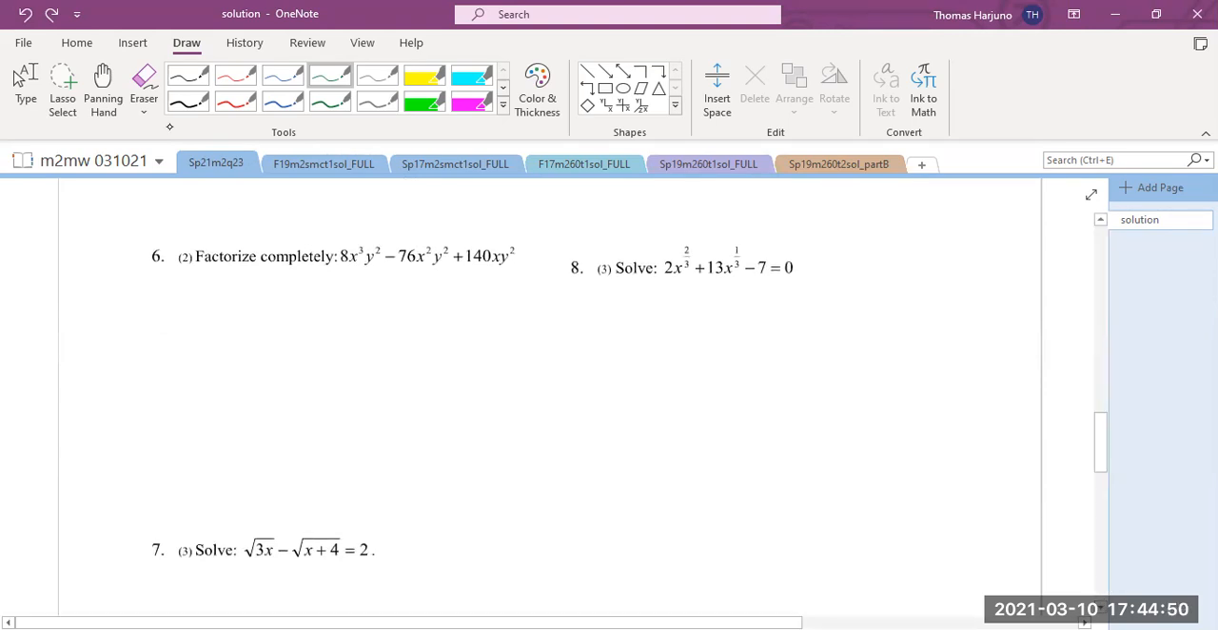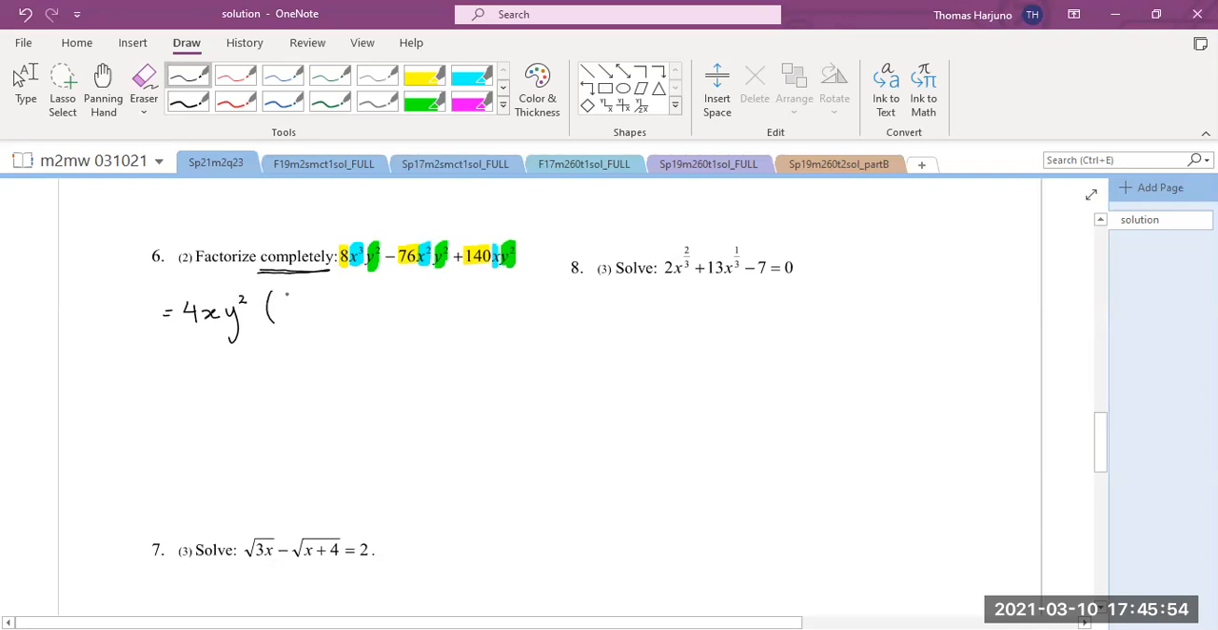Number 6, factorize completely. Especially in my tests, I don't really think I ever asked this kind of question, but basically every time you factorize, you have to do it completely. Follow the procedure. Always see if we have a common factor first or not. Like in this case, we have 876 and 140, which has a common factor of 4. This has 4, this has 4, and this has 4. So I can take common factor 4 out. And then how many x's can I take out? I can take 1x out. And then how many y's? I can take y squared out.